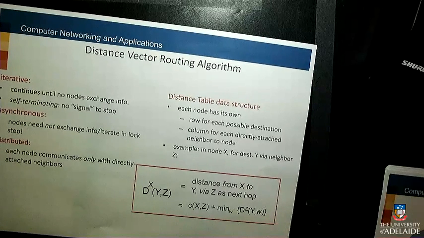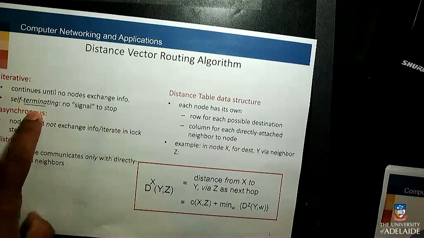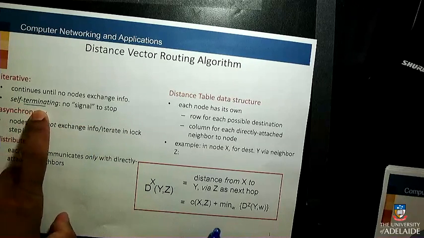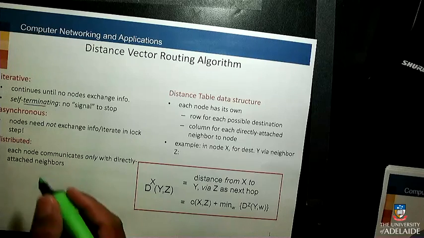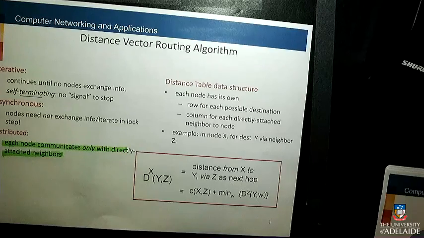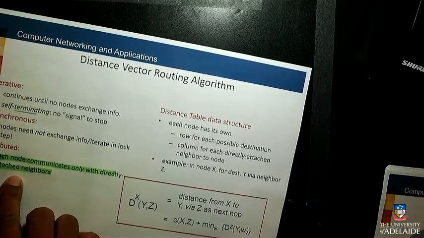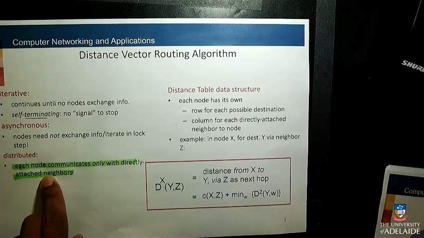It is iterative because it's not synchronized or anything. The way it works is essentially it's self-terminating. That is, it continues to update until it gets no new information from its neighbors, right? How it's different is that each node really only communicates directly with its attached neighbors. Compare that to Dijkstra's algorithm and link state routing algorithms, where the nodes broadcast link state information to all the nodes in the network, right?